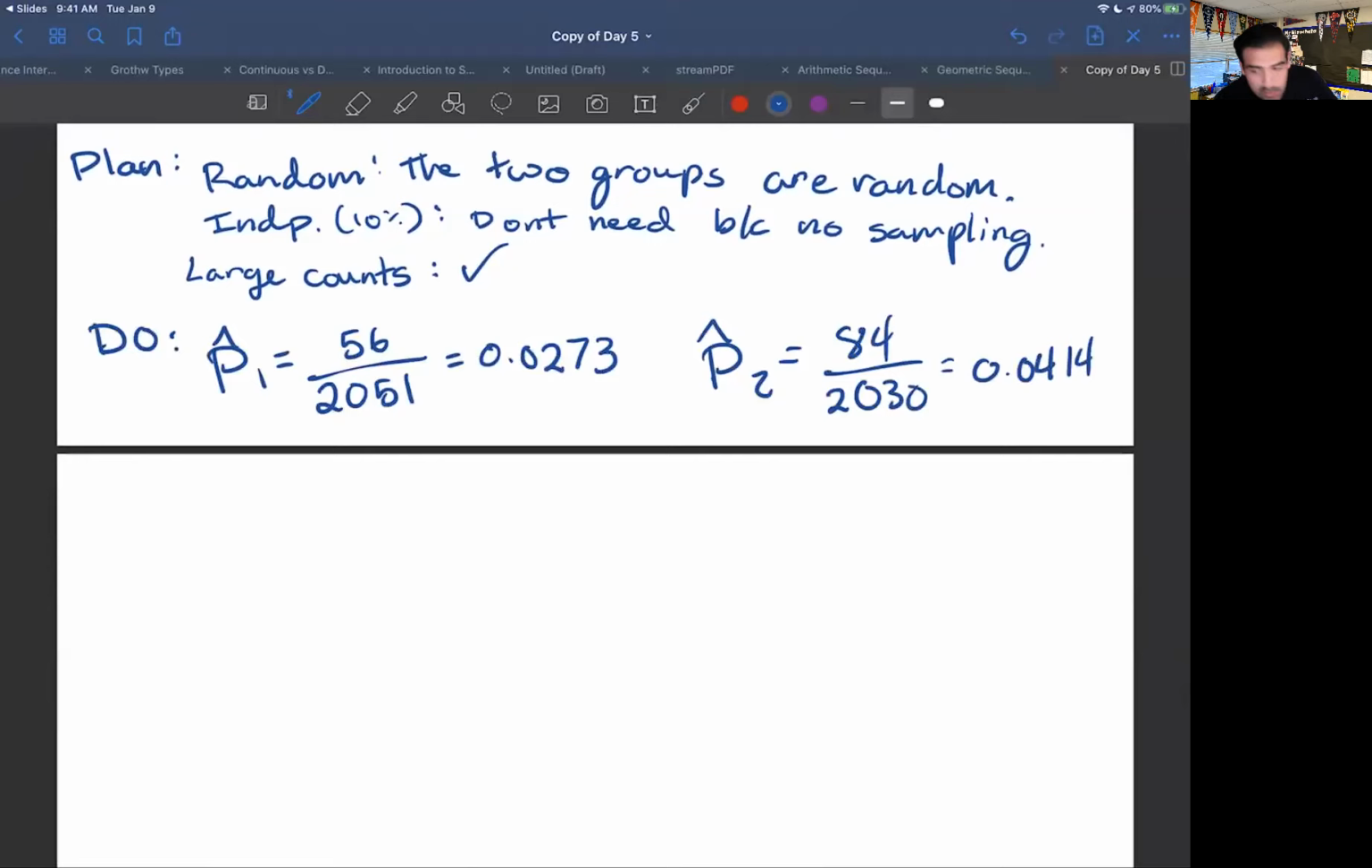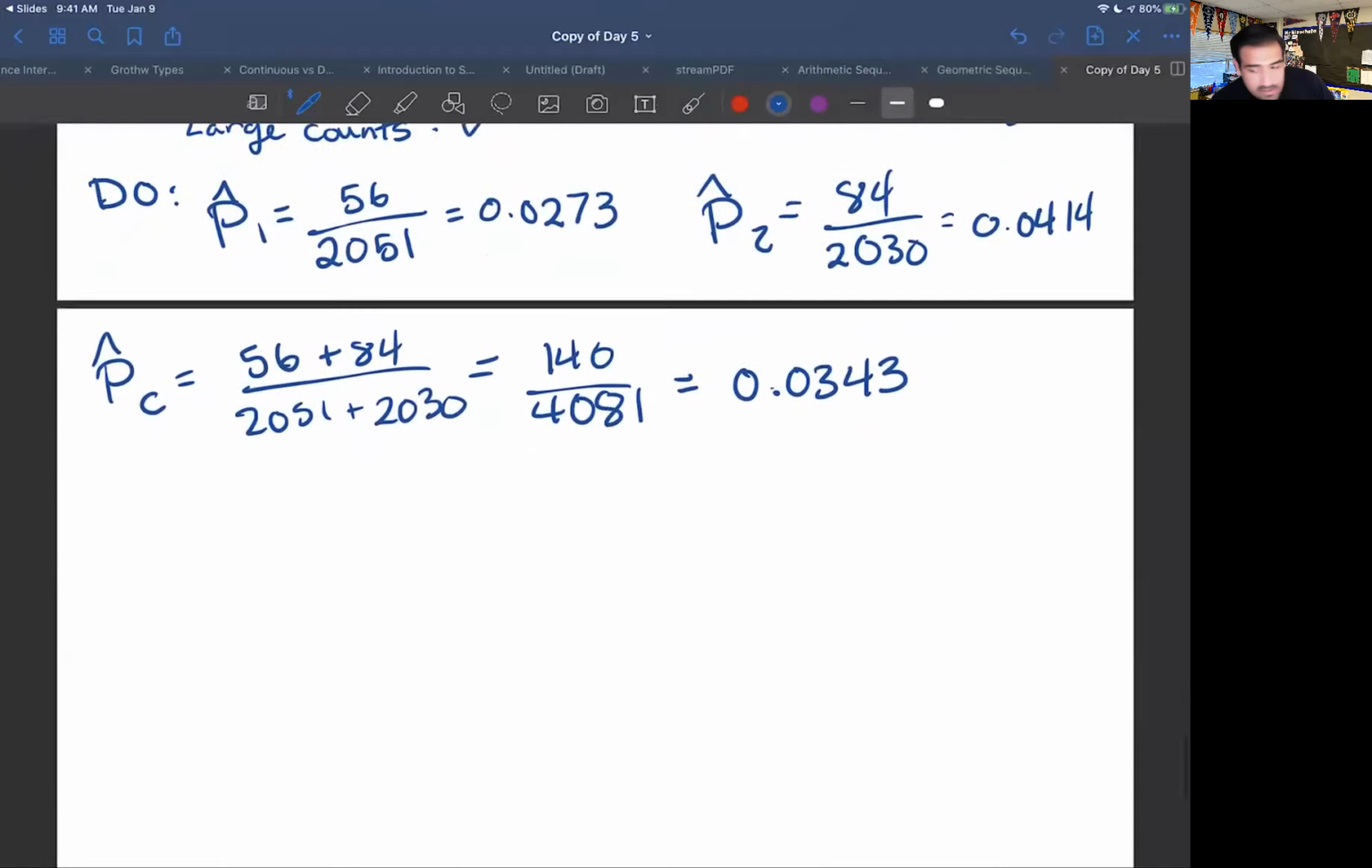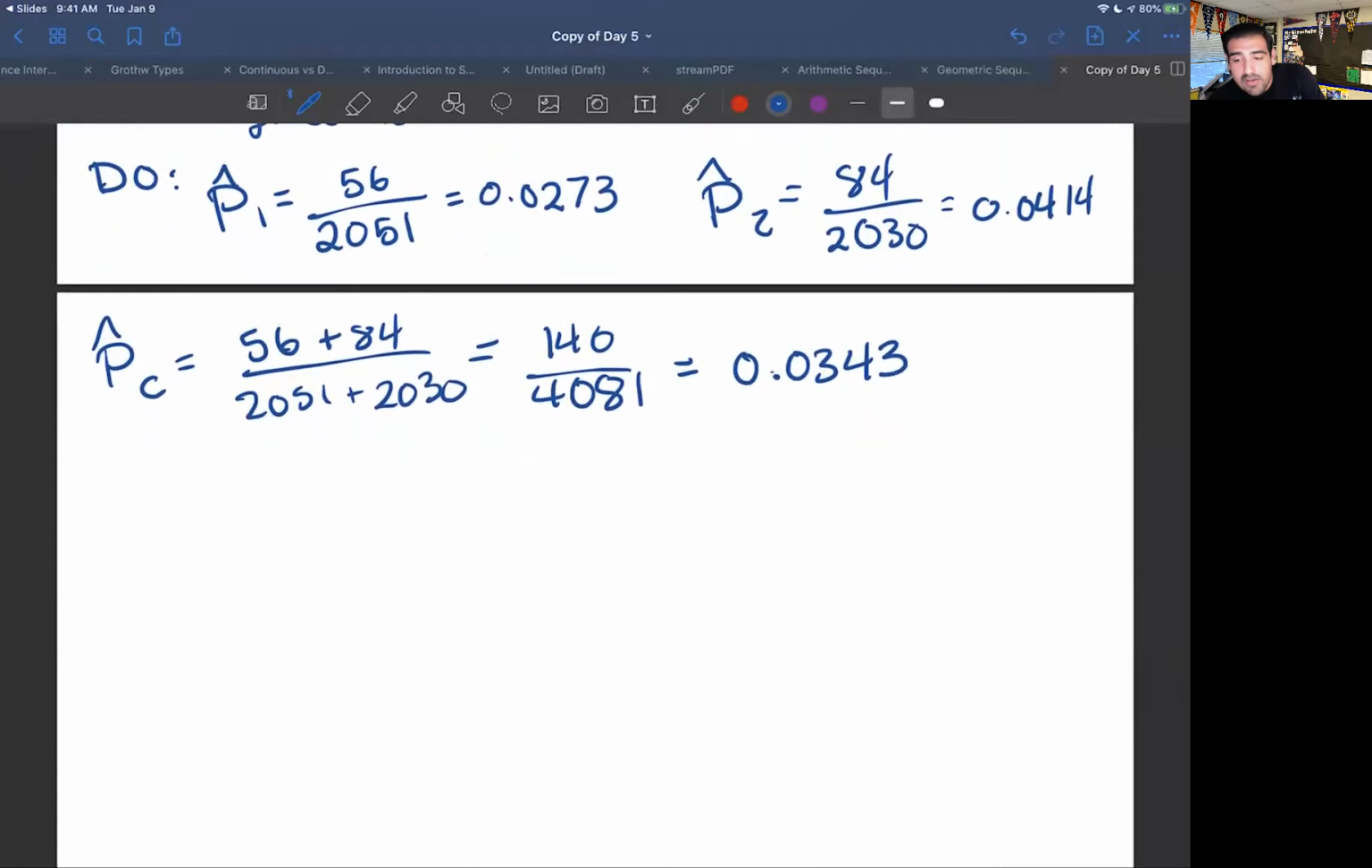So I need to find the pooled or combined proportion. Your calculator will automatically do this for you, but that's going to be 56 plus 84 over 2,051 plus 2,030. That's going to give us a total of 140 over 4,081. My pooled statistic is about 3.5%, a little bit less, 3.43%. So what does that mean? What am I doing? We can use a calculator to help us do this. Using a calculator would be the best way.